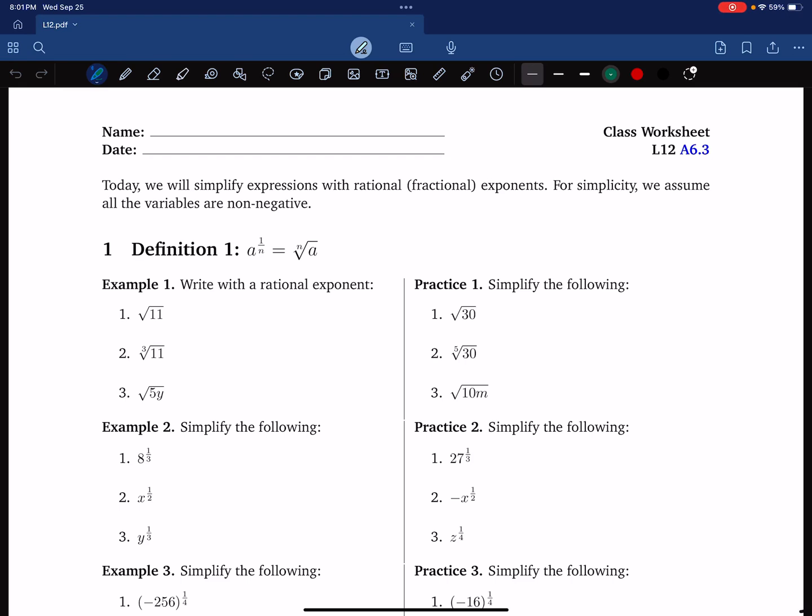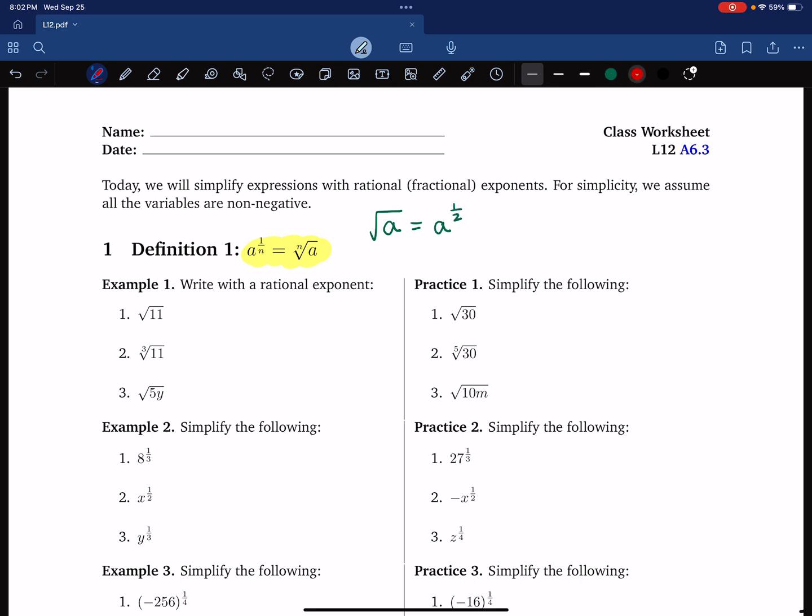Okay, so today we're going to talk about radical expressions continued, and we're going to expand our radical operation from square root to other operations. Definition number 1. Let's check out this definition, which is right here. Last time we talked about square root. So if I have a square root of a, it is the same as a to the 1 over 2.